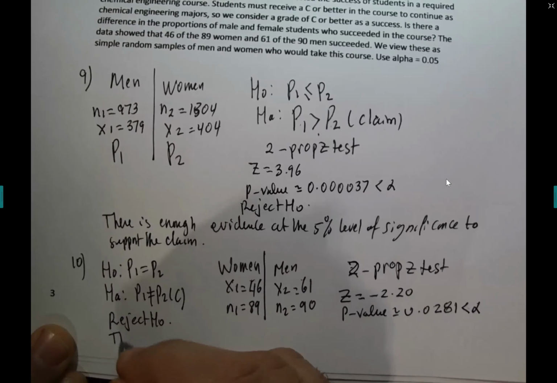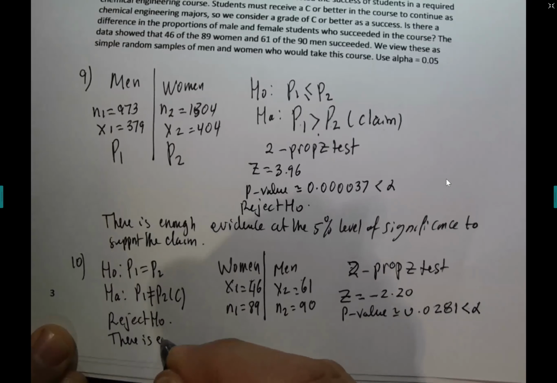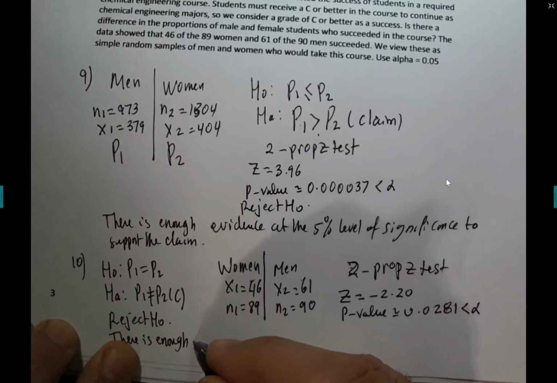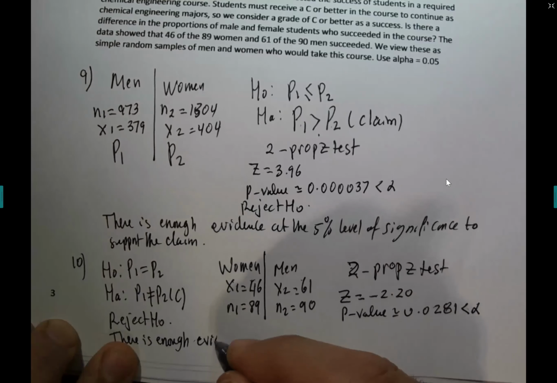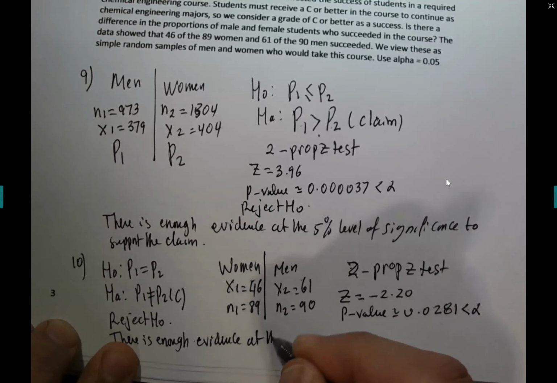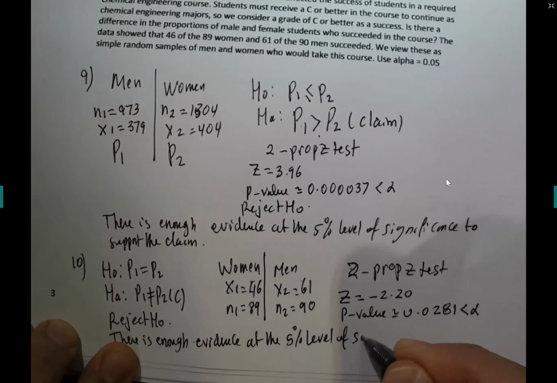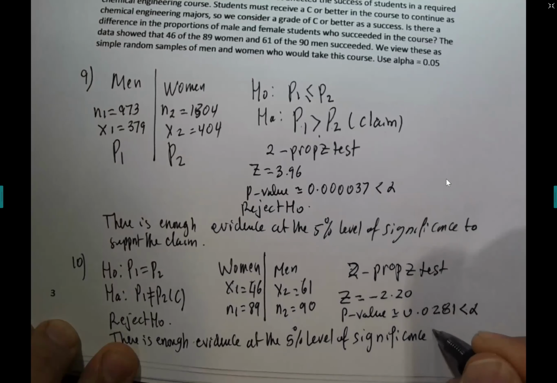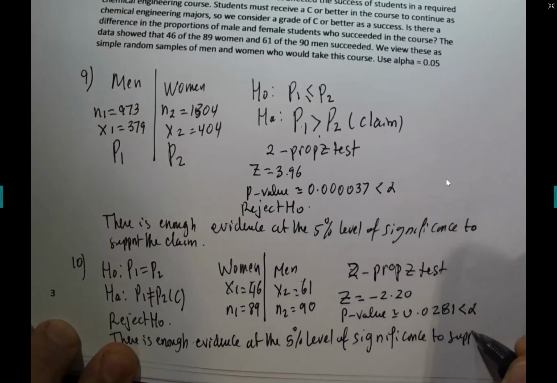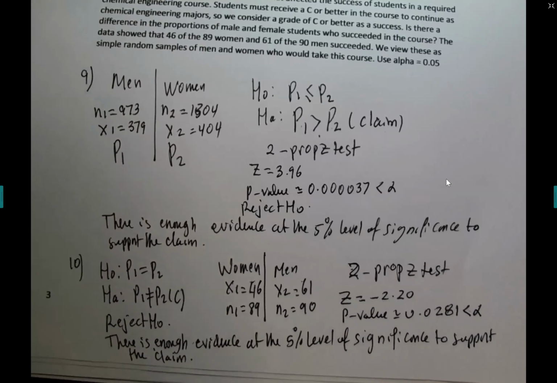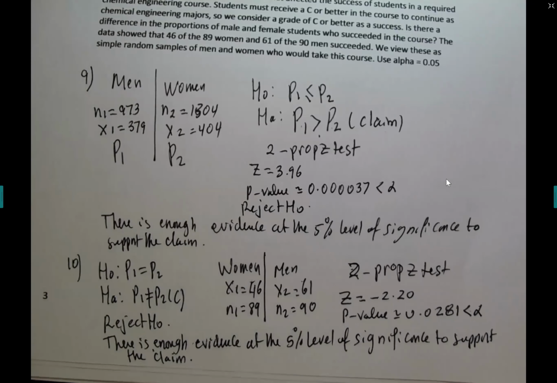When you reject H0, you start with there is. When you fail to reject H0, you start with there is not enough evidence. There is enough evidence at the 5% level of significance to support the claim. So we can support the claim. Oops, sorry.